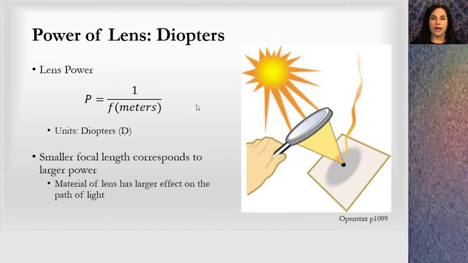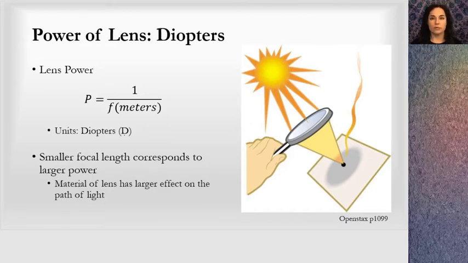Notice this does not have anything to do with energy. There's no joules in here. I'm not measuring an amount of energy or work or anything like that. This is the power of a lens, its ability to bend light. A smaller focal length corresponds to a larger power. It has more power to bend that light.